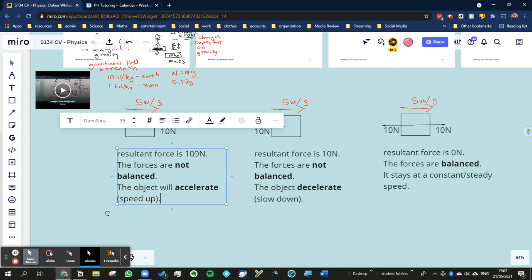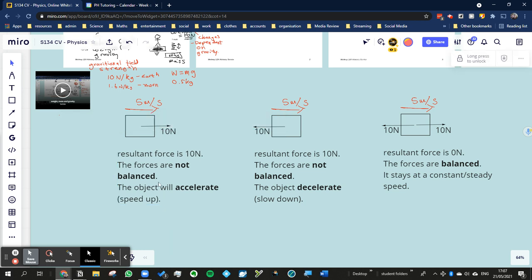I've mistyped there. The resultant force on the one on the left is 10 newtons to the right. And the forces are not balanced because there's no other force. So the object's going to accelerate, which means it's going to speed up.